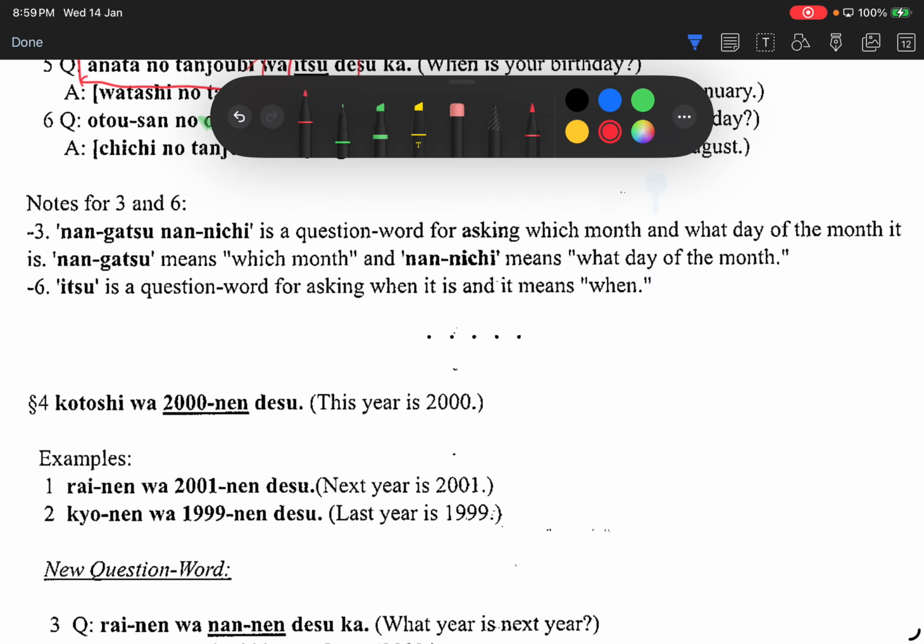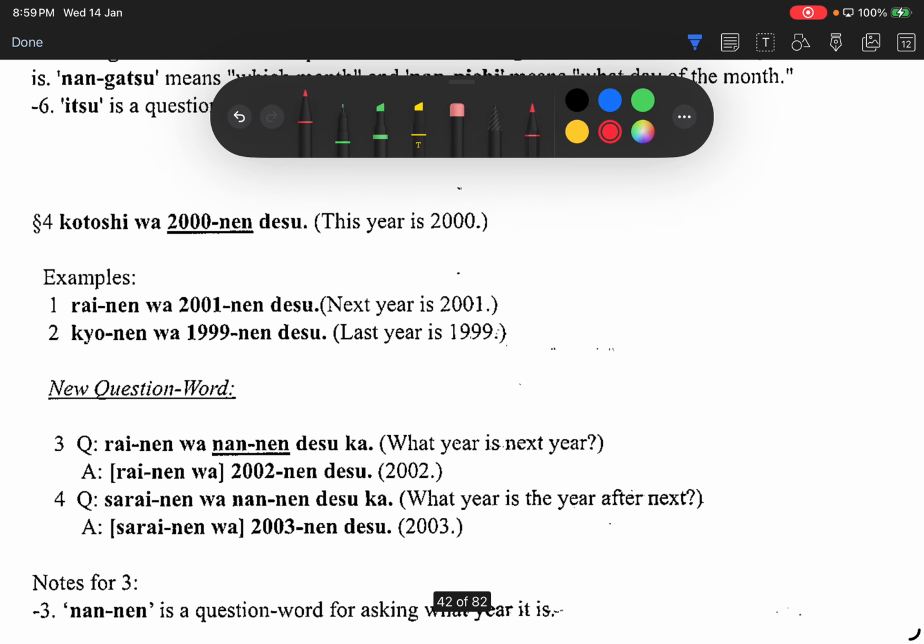We go on to the next one, number 4. 今年は2000年です. Right? 今年 means this year. So this year is the subject of the sentence. This year は2000年です. So this year is year 2000. Okay? Then let's look at example number 1. 来年. So 来年 means next year. Right? The word 来 is another complication by itself. Let me show you.